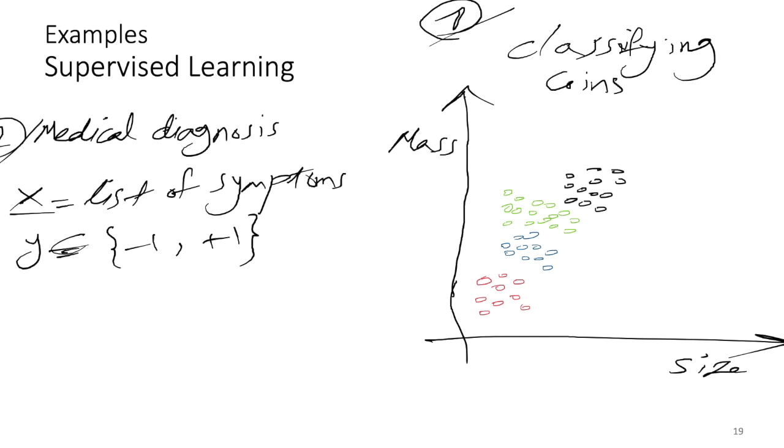The other example could be a medical diagnosis. So you have a list of symptoms, and then your output Y would be, is the patient actually sick or not? Or does he have a specific disease or not, given that list of symptoms? This is another example of supervised learning.